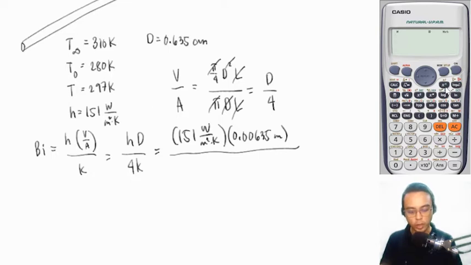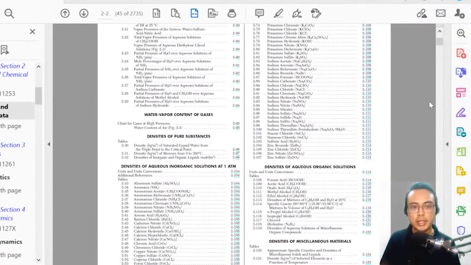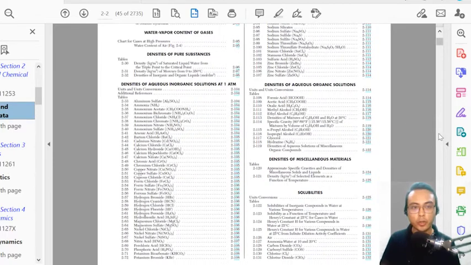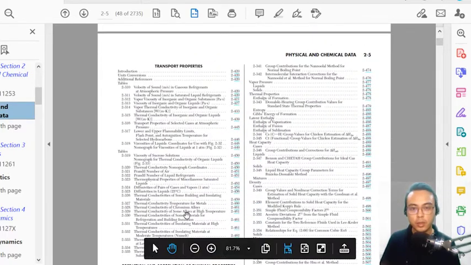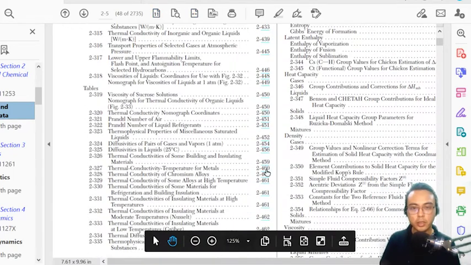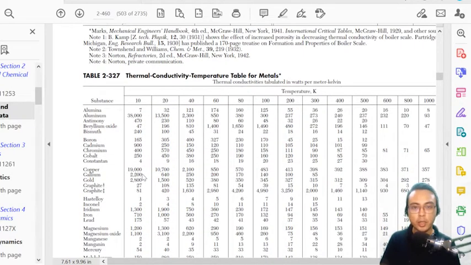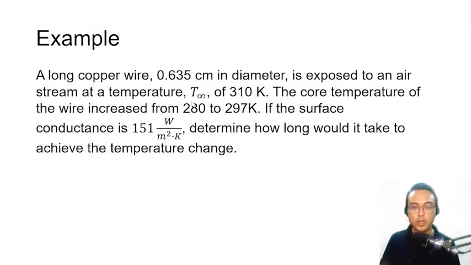All over 4 times the thermal conductivity of copper. So let's first look for the thermal conductivity data of copper in our handbook. It is in chapter 2 under transport properties. Okay, thermal conductivity versus temperature for metals. That is table 2-327. For copper, you see here that the thermal conductivity of copper is a function of temperature. And if you go back to our problem, you see that the temperature of copper varies from 280, which is its initial temperature, up to 297 Kelvin, or the final temperature.